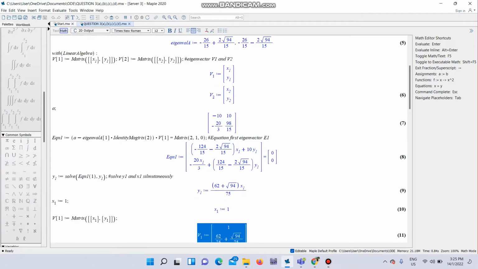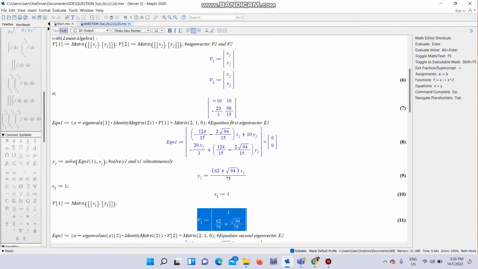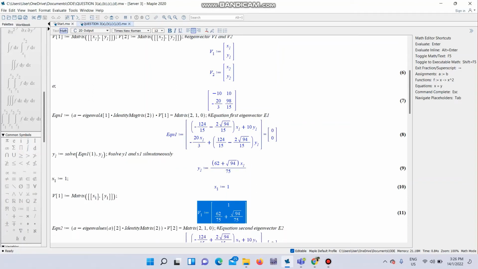Also, the next part is the equation for the first eigenvector e1. For equation 1 that we get is negative 124 over 15 minus 2 square root 94 over 15 x1 plus 10 y1, and negative 20 x1 over 3 plus 124 over 15 minus 2 square root 94 over 15 y1. So this is the output for equation 1. And for y1, we have to solve y1 and x1 simultaneously, which is for y1 we get 62 plus square root 94 x1 equal to 75.